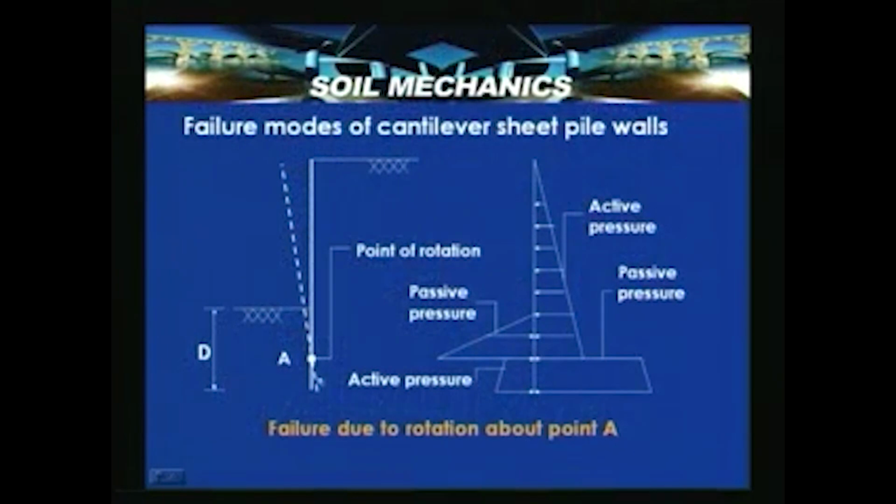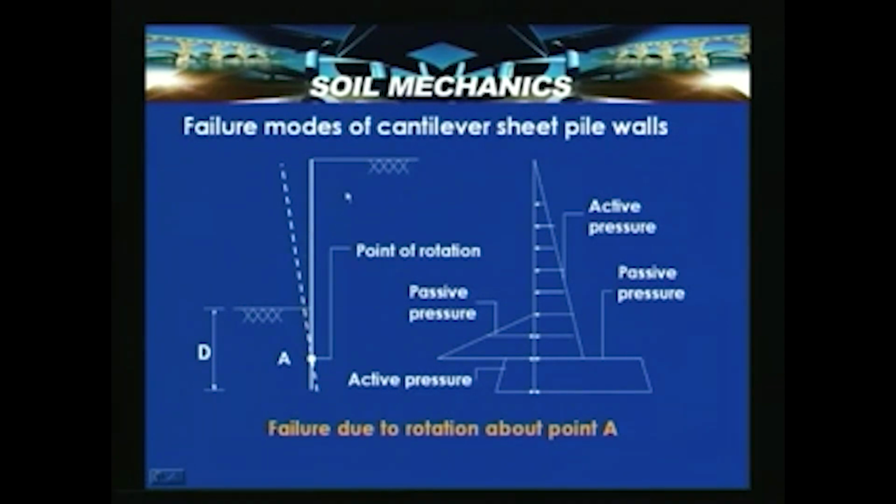In this case, failure is due to the rotation about point A. The wall or section is adequately designed, but it is subjected to a rotation about a point A. That means the wall is rigid and is undergoing rotation about a certain point A from its tip. Here D is the embedded depth and H is the retaining height, and this is the point of rotation.